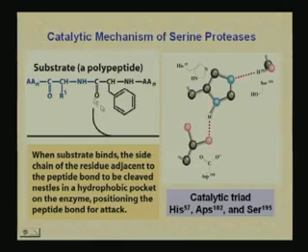So, what do we have? This is our substrate. What is a substrate? The substrate is a polypeptide chain.